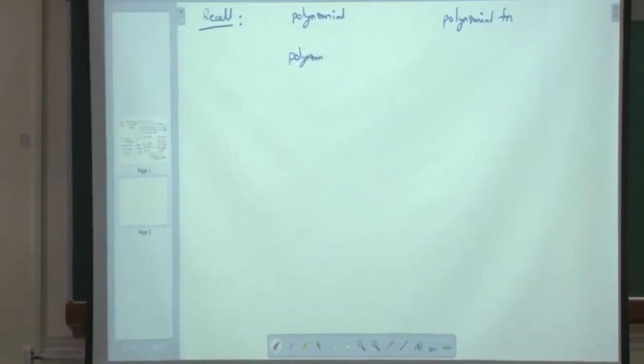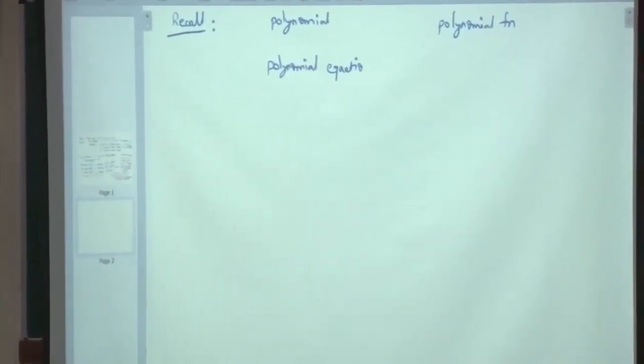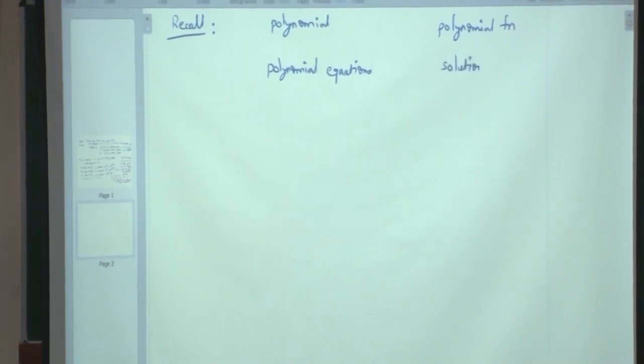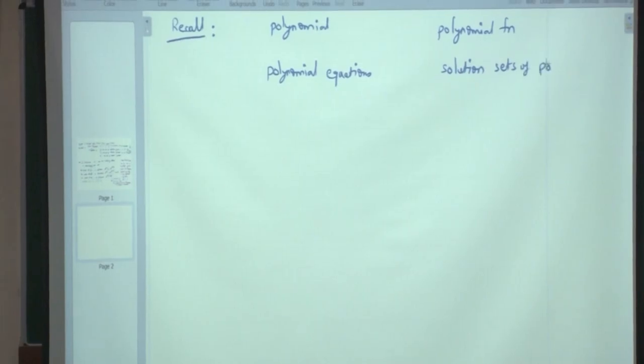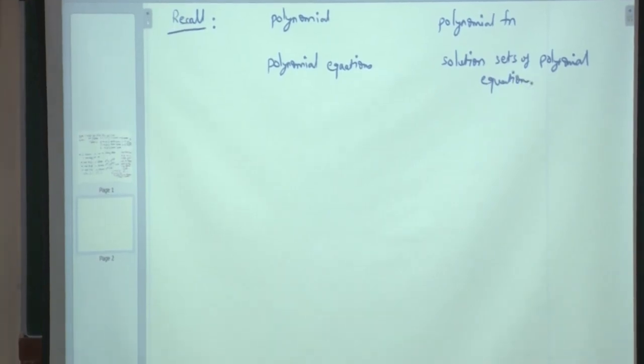If you remember from my first lecture on logic, we talked about polynomials, polynomial functions. Let me recall that bit for now. So polynomial, then polynomial function, then polynomial equation, we can take equations, and then solution sets of polynomial equations or inequalities. These are four different kinds and they are very well divided.